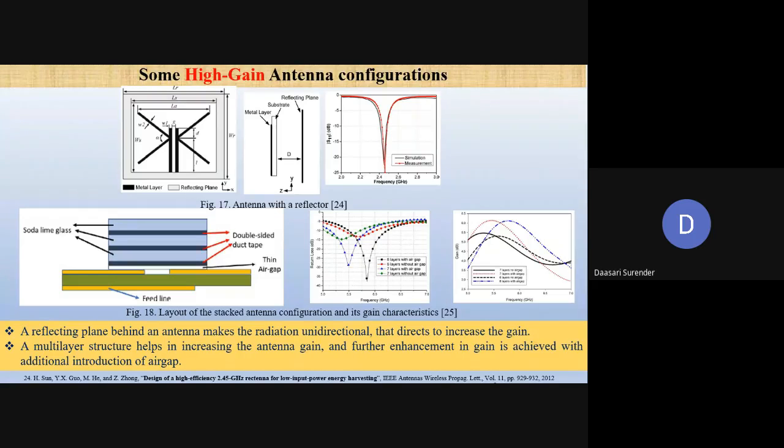And the next one is a multi-layer structure. Here we observe the results of the multi-layer structure. By observing the gain performance, the solid line represents 7 layers, no air gap. And here, 6 layers, no air gap. The dotted line shows no air gap with 6 layers, and this is no air gap with 7 layers. So it is observed that the maximum gain of the antenna is achieved with 7 layers, then 6 layers.